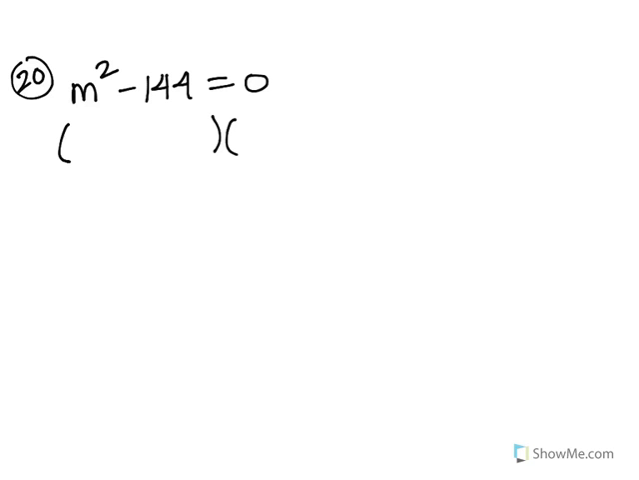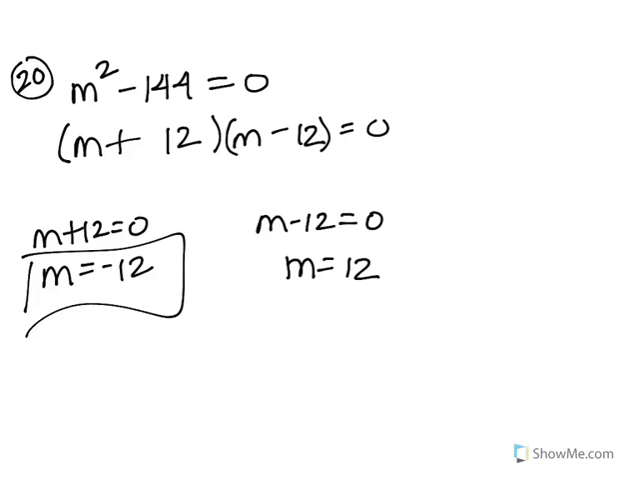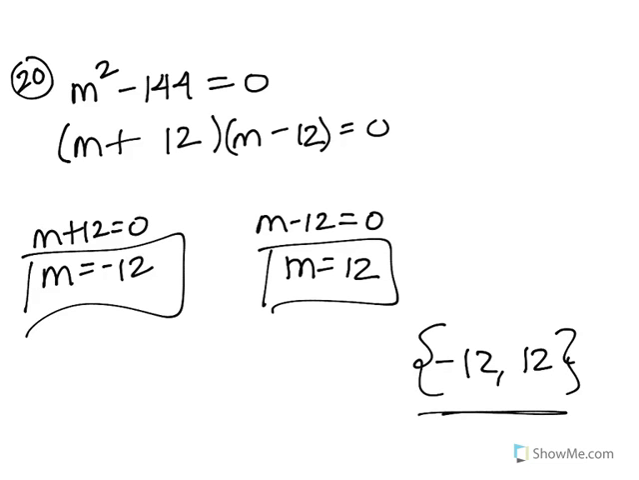And then number 20, m squared minus 144 equals 0. So this is a difference of squares. We got m plus and minus 12. So if you set it to 0, you're just going to get each other, which is their opposite. So you're going to get a negative 12 and a positive 12. And that's your answer.